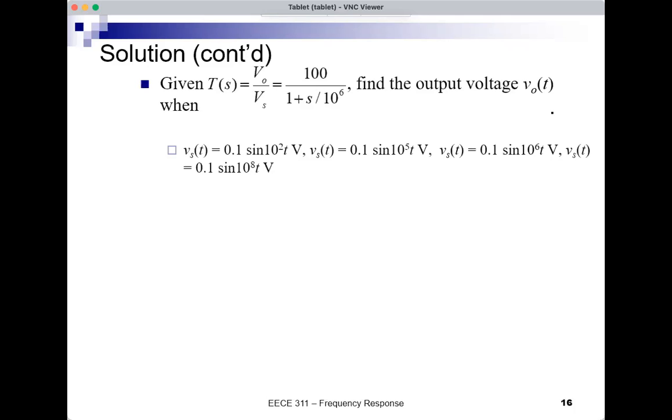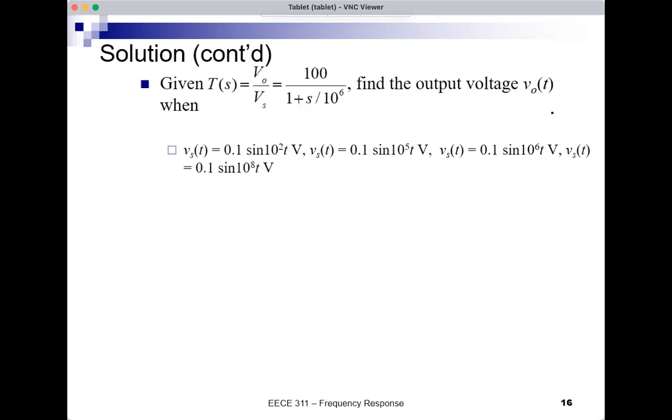I want to go back to the time domain and see what is the effect of changing the frequency on the time domain function. So I will apply an input or a source signal, which has the same amplitude and 0 phase. I want to take this amplifier that has this transfer function 100 over 1 plus s divided by 10 to the 6, and find the output as a function of time, not Vo of s, Vo of t, A sine omega t plus phi.